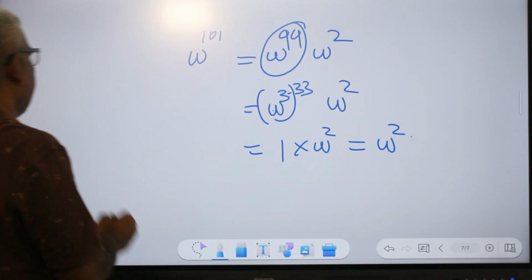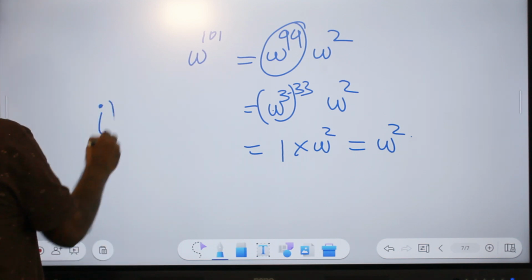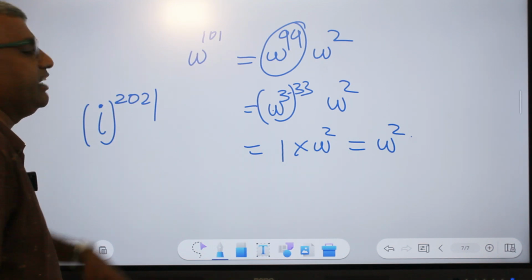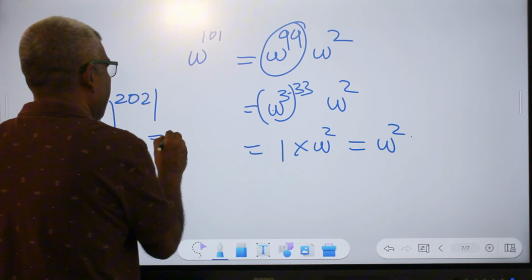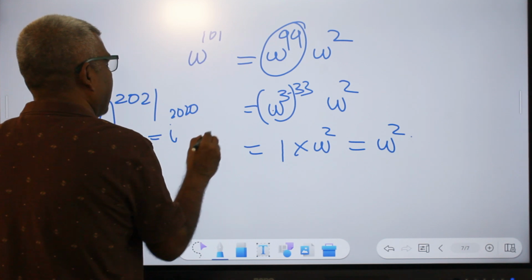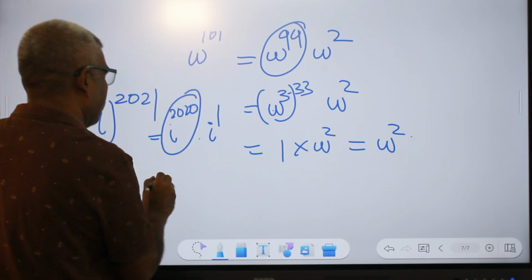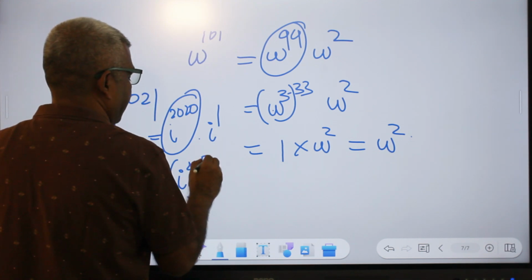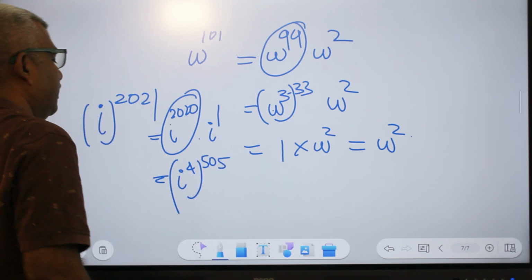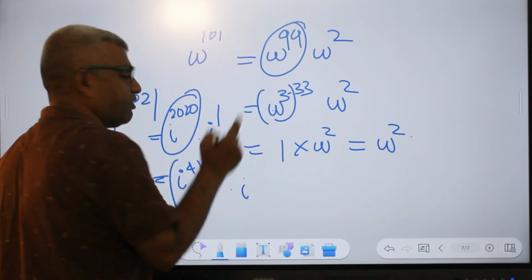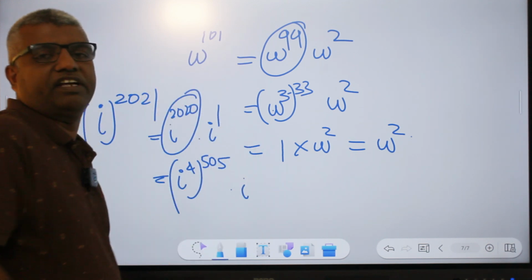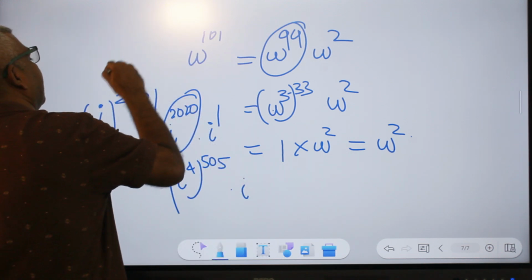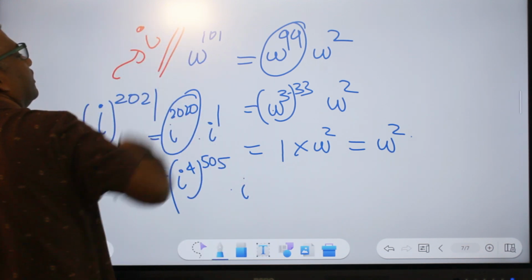Okay. Then another one also: i power 2021. How to write it out? i is in a cycle: i power 2020 times i power 1. i power 2020 can be written as i power 4 times 505, times i. i power 4 is 1, 1 power 505 is 1 only. So i power 2021 is i. Copy it down.